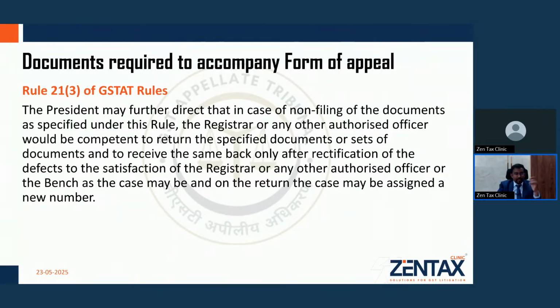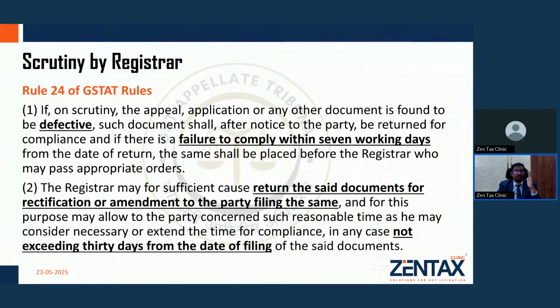So this is very important that the appeal that is filed is very proper, and if it is not proper, it would be returned by the registrar itself. If you refile, then it would be assigned only a new number and not the old number. That is, the date of filing itself will also get extended. That is also something which is being brought out through rule number 21, sub rule 3. So what power does the registrar have?